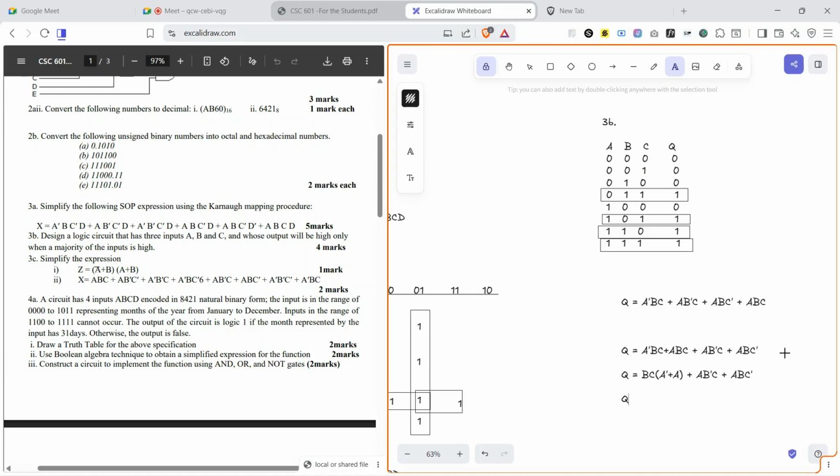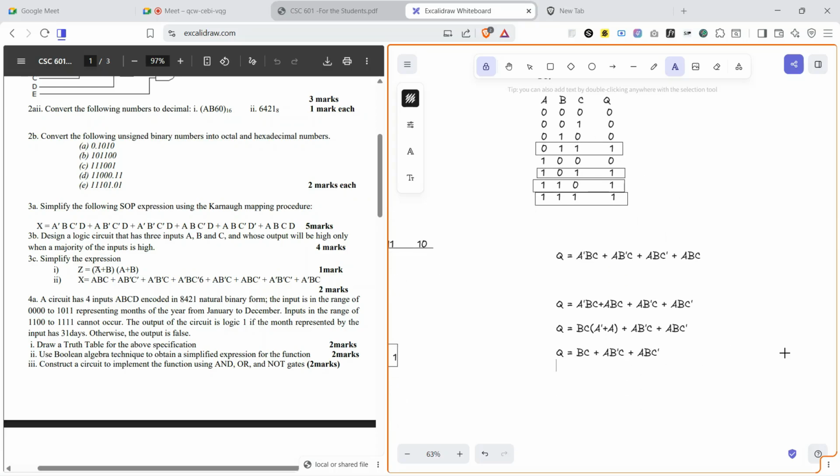So Q will be equal to A by A is 1. So this is BC plus AB bar C plus ABC bar. I'm going to explain all of the Boolean expressions, I think by the time we get to the next question. I'm going to show the Boolean algebra rules.